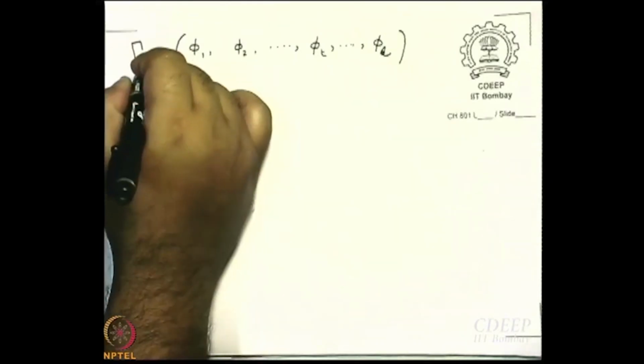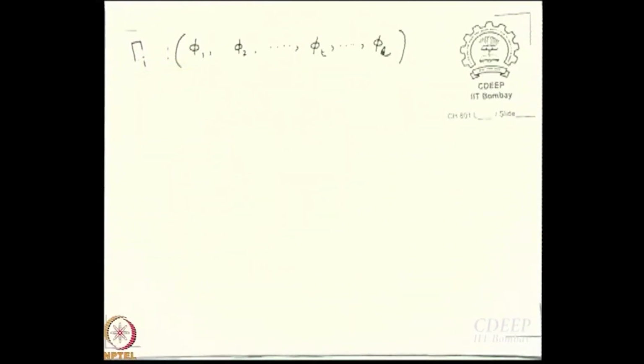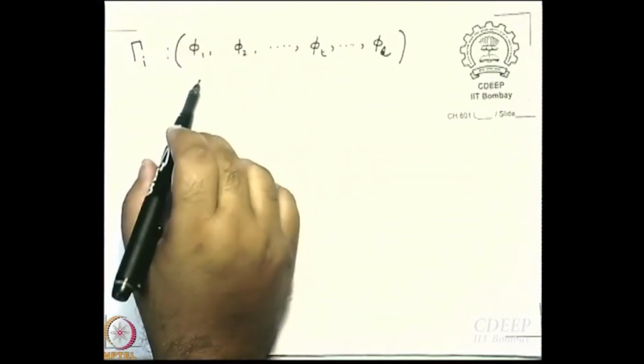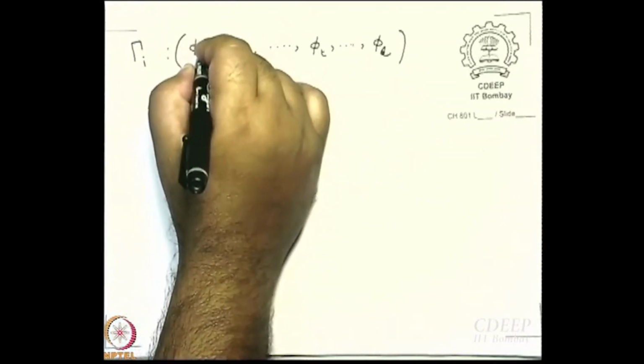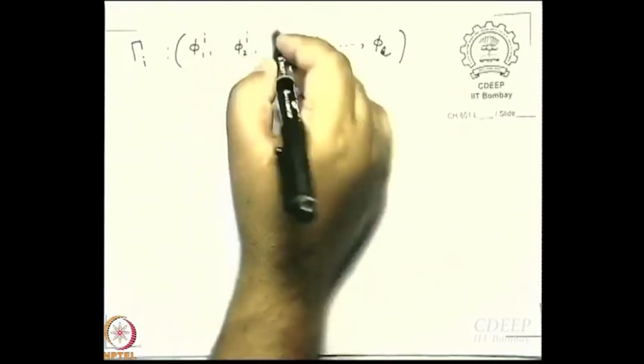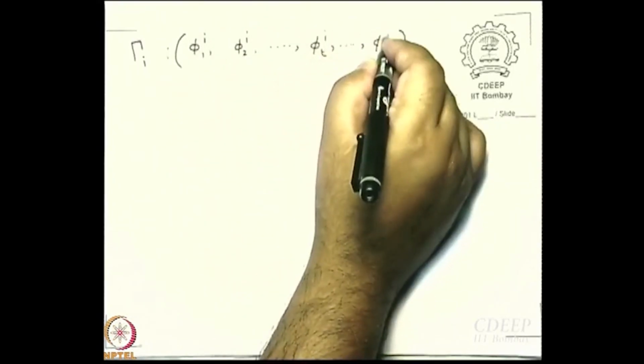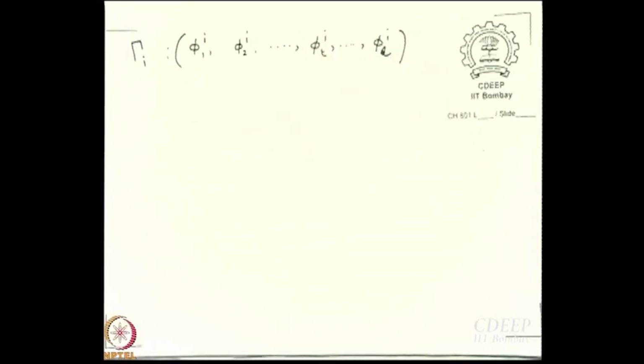If it is the ith irreducible representation, we are used to this notation, ith irreducible representation. So just to remember that these functions all form the basis of the ith irreducible representation, let me also put the superscript i on every function. I hope that's not very difficult, right? So I have L number of functions, phi 1 i, phi 2 i, etc., up to phi L i, which jointly form a basis for the ith irreducible representation of our point group. So far so good?